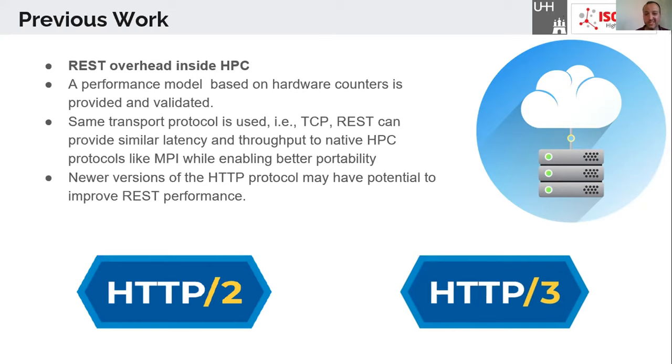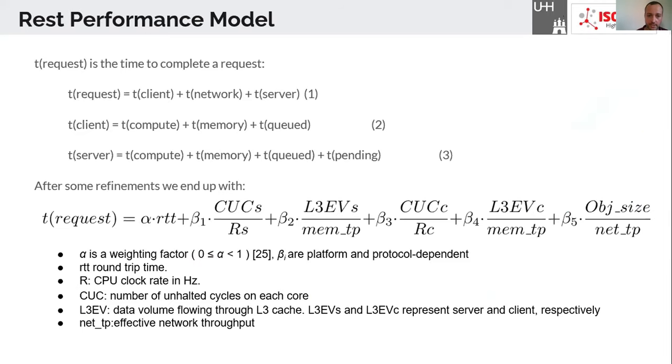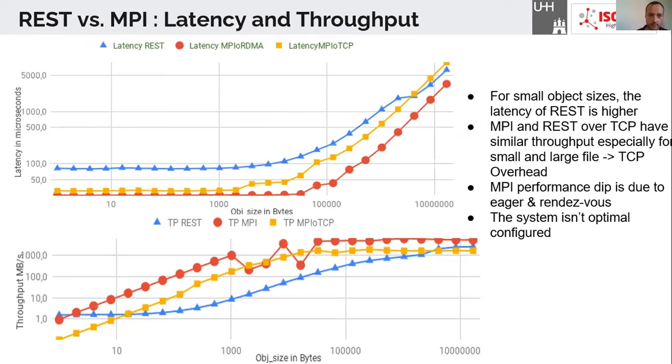And in recent years, we saw an evolution of the HTTP protocol, mainly with the introduction of new standards like HTTP2 and HTTP3. We think that those HTTP protocols may have potential to improve REST performance, especially in light of HPC. This is the provided model, and these are the results of the comparison between REST and MPI done on Mistral, the supercomputer at the German Climate Research Center.